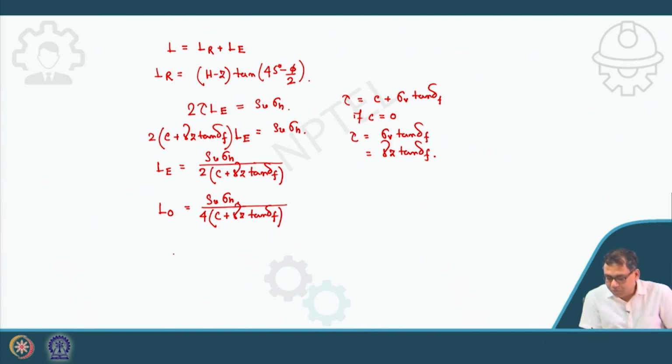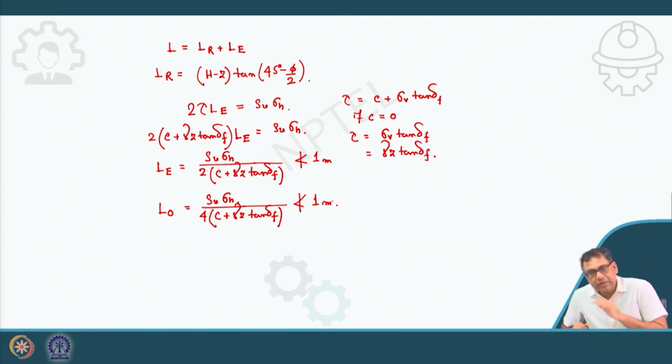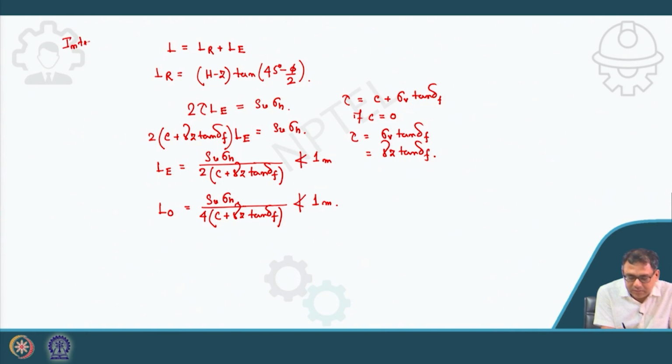This is 4. So, as I mentioned, LE cannot be less than 1 meter, and L0 also cannot be less than 1 meter. So, this is the design methodology, this way we decide the length and the spacing. This one is called the internal stability check. So, this is called our internal stability.